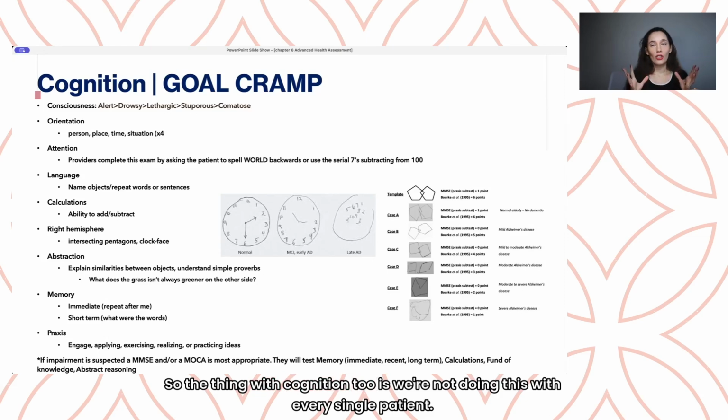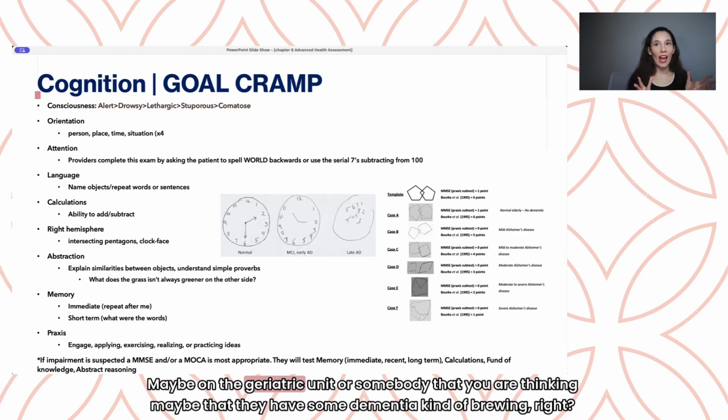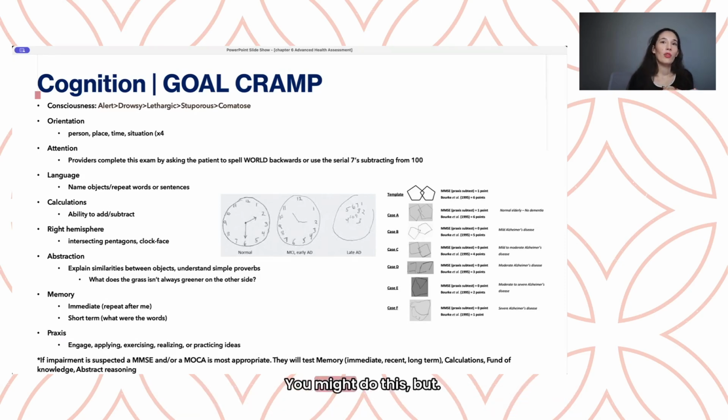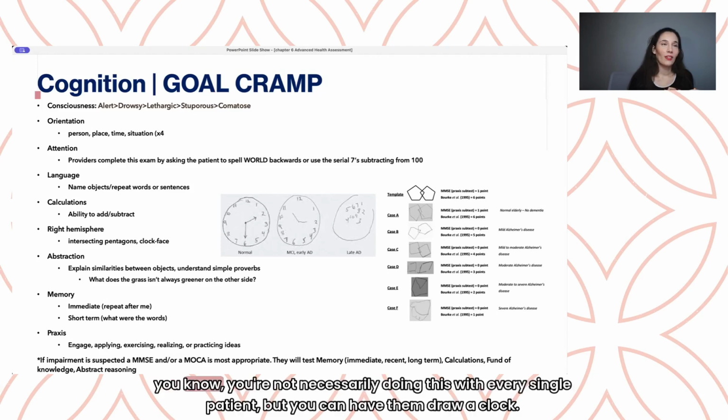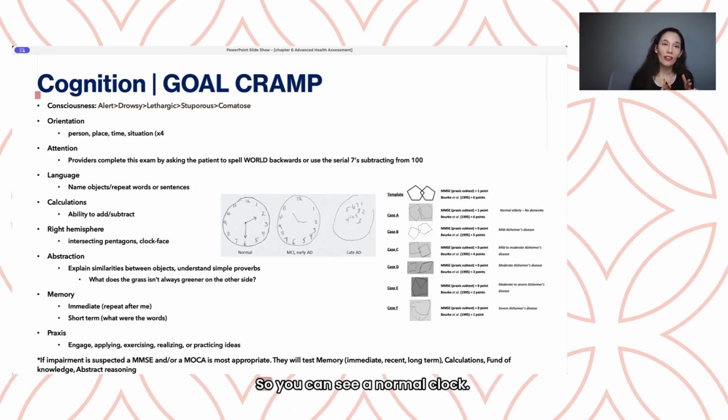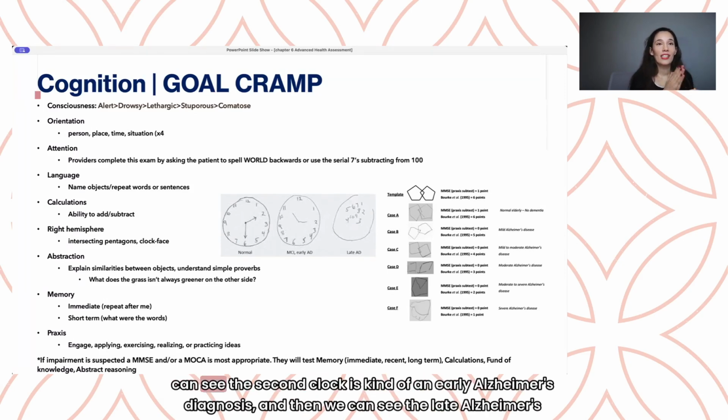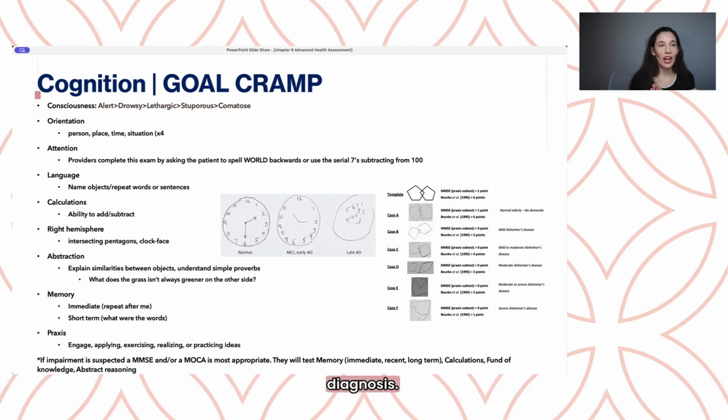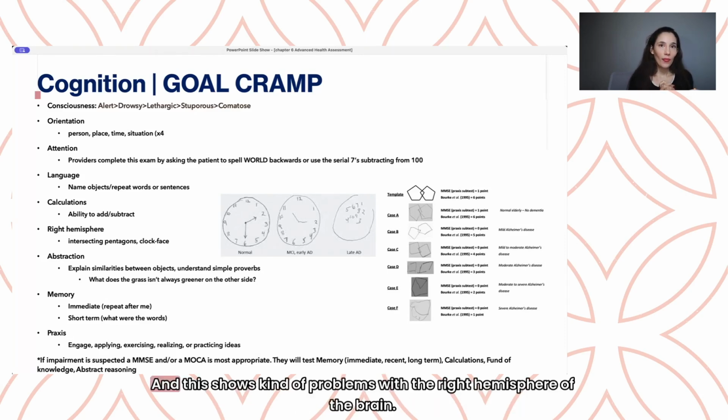So the thing with cognition too is we're not doing this with every single patient. Maybe on the geriatric unit or somebody that you are thinking maybe that they have some dementia kind of brewing, right? You might do this, but you're not necessarily doing this with every single patient, but you can have them draw a clock. So you can see a normal clock. We can see this second clock is kind of an early Alzheimer's diagnosis, and then we can see the late Alzheimer's diagnosis. And this shows kind of problems with the right hemisphere of the brain.